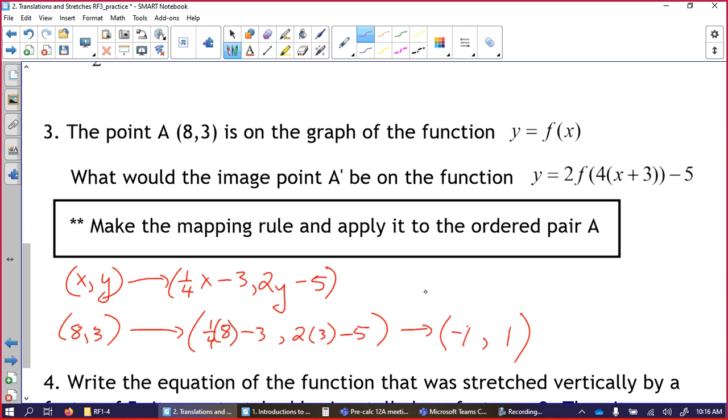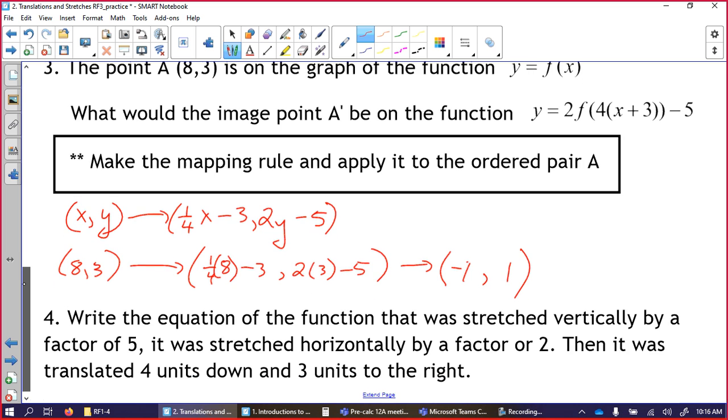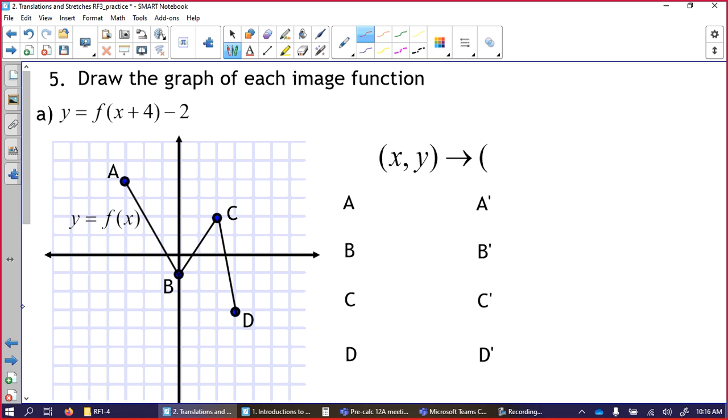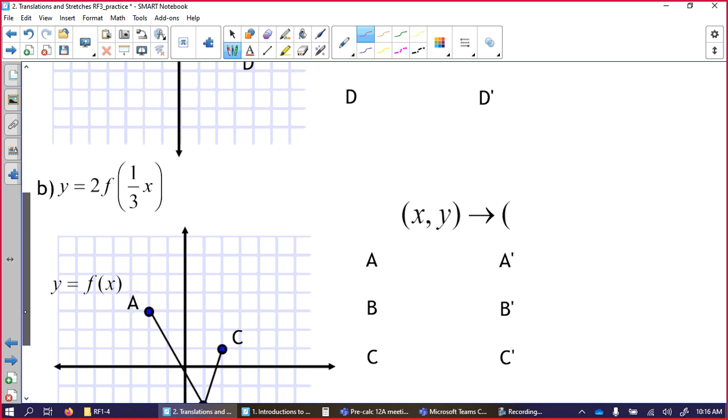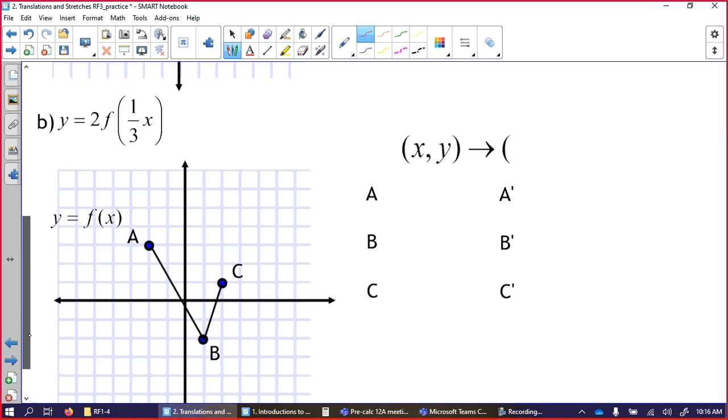Write a mapping rule based on the stuff. Do a point. So that's what the idea is here. Write a mapping rule. Identify the points. Those might be the points we did yesterday, but it's somewhat irrelevant. I don't know why D is left off of that one.